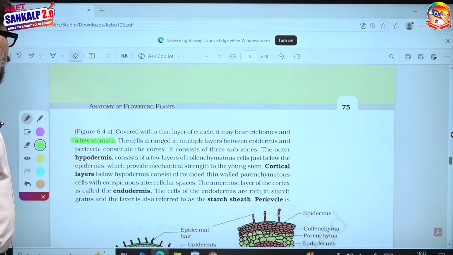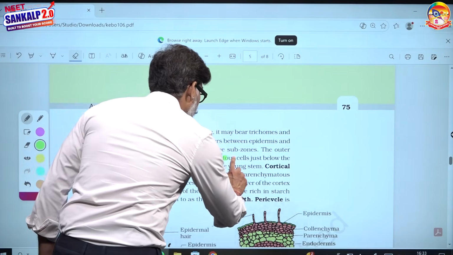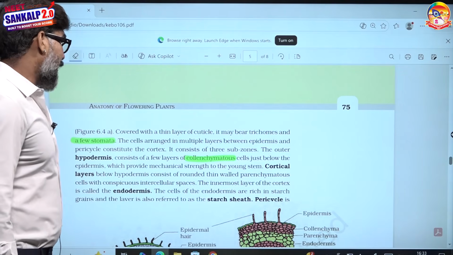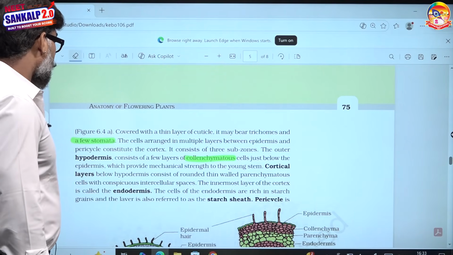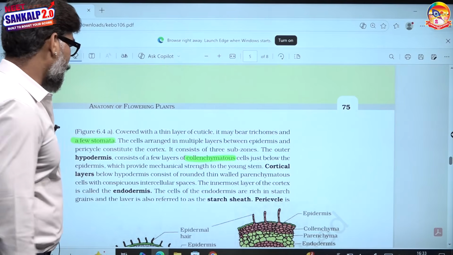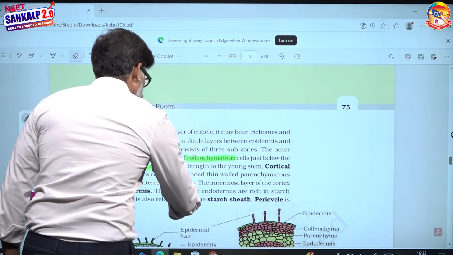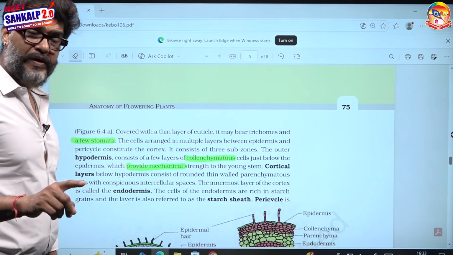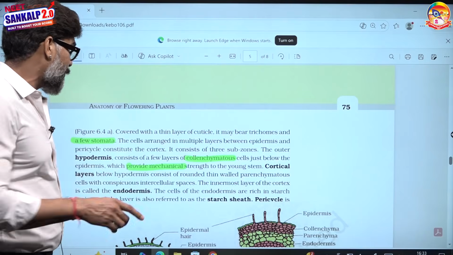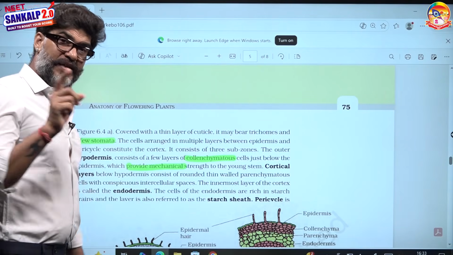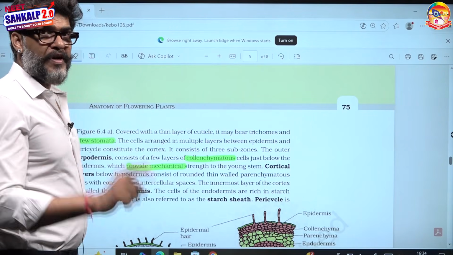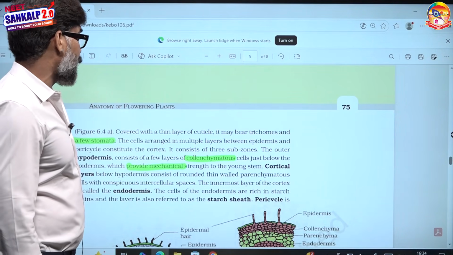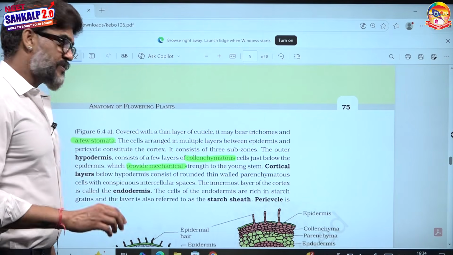Outermost is the hypodermis, which consists of layers of collenchyma. Hypodermis of the dicot stem is made up of collenchyma, followed by general layers of the cortex. What is this collenchyma helping with? It is providing mechanical support, because collenchyma is a living permanent tissue. Because of this reason, dicot stem has collenchymatous hypodermis. Cortical cells below hypodermis consist of rounded, thin-walled parenchymatous cells with conspicuous intercellular spaces.